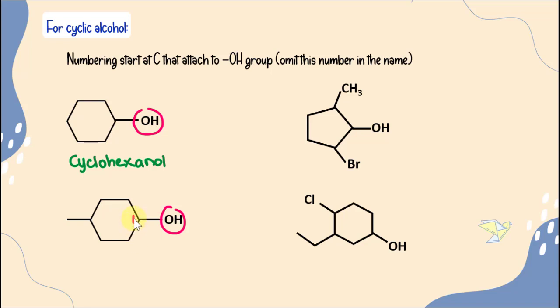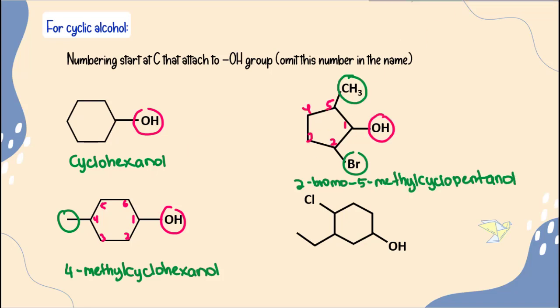Whether we number clockwise or anti-clockwise, the position of the substituent here, a methyl substituent, is the same. It is up to you whether to number clockwise or anti-clockwise. It still sits at carbon number 4. So that is the IUPAC name for this structure.